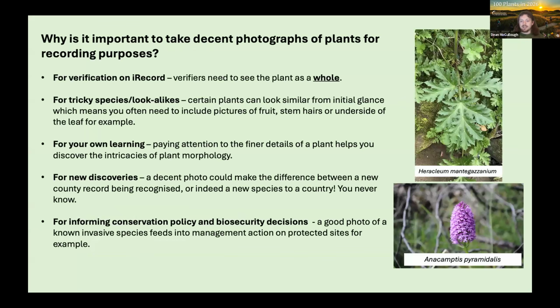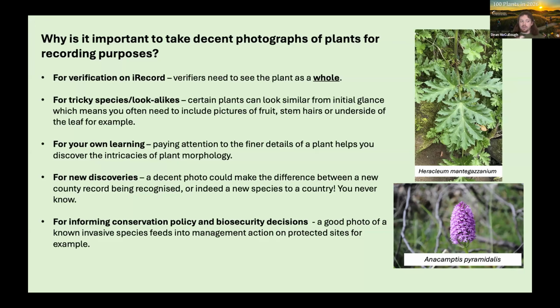Why is it important to take decent photographs of plants for recording purposes? So you don't need to be a photographer. It's just taking a decent photo for verification. The first point is quite obvious. So for verification on iRecord, verifiers generally need to see the plant as a whole rather than small parts. You want to see the whole plant really. The second point is for tricky species or lookalikes.